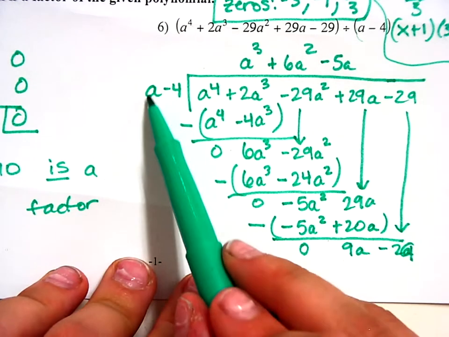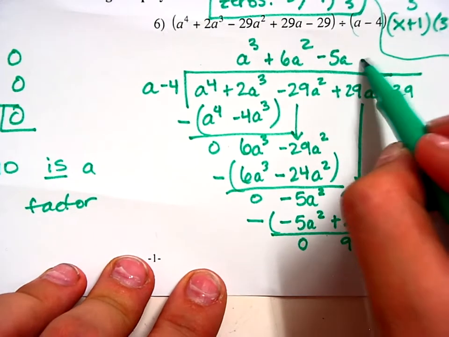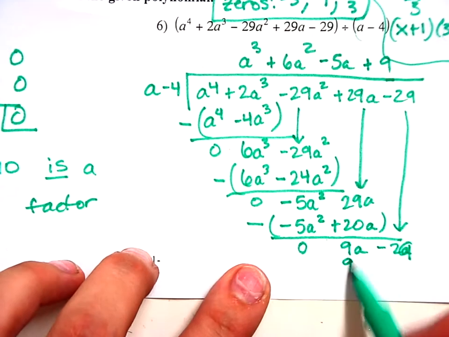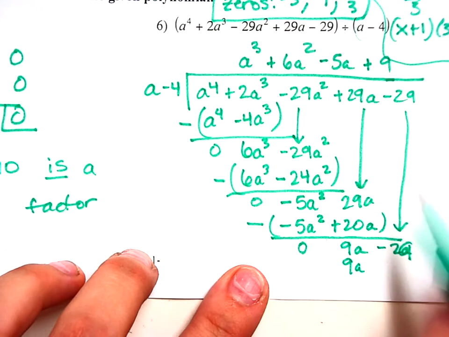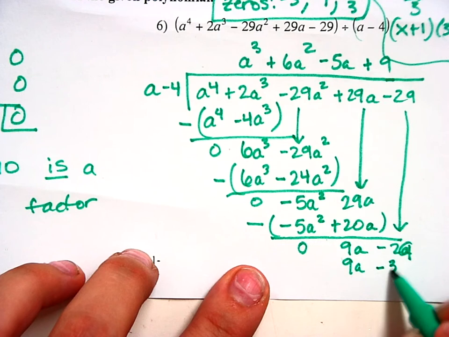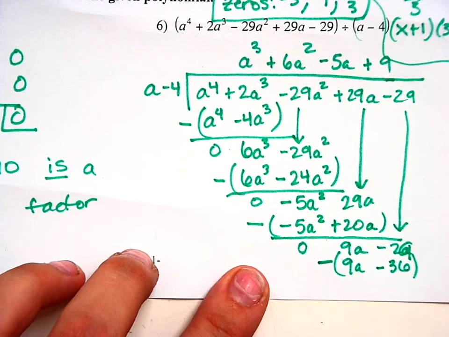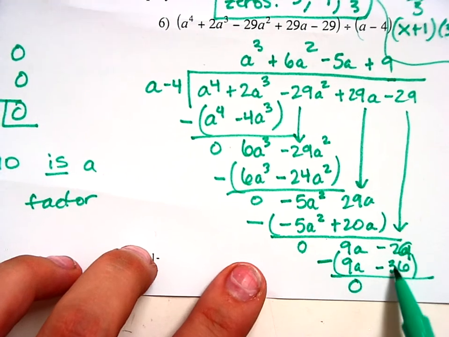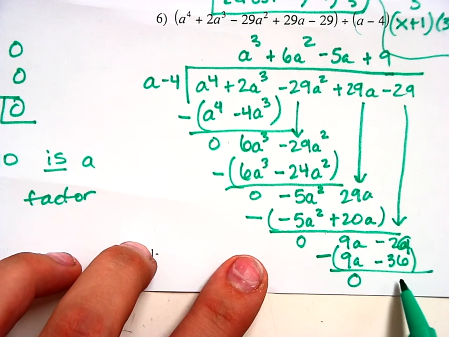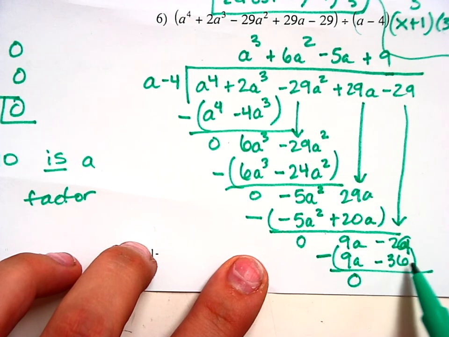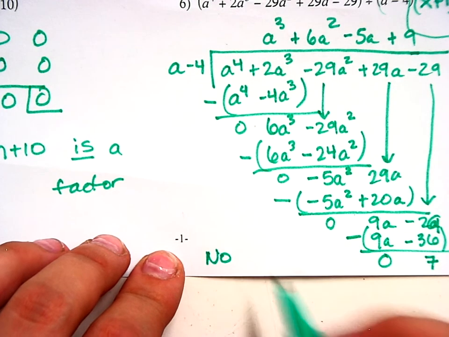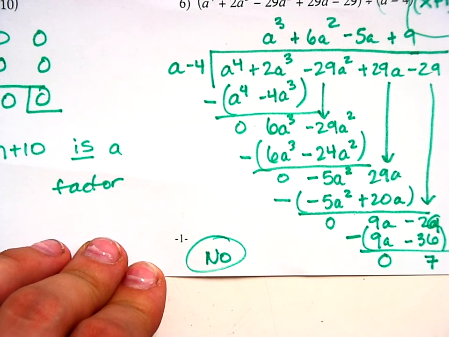And I'm going to see a times what gives me 9a, that's plus 9, and then multiply. So that gives me 9a, and that gives me 9 times negative 4, that's negative 36. Don't forget, you're subtracting. And then let's see what happens here. So this gives me a 0, and then these do not give me 0 when I add these. So this is 7. And that is not 0. So the answer to this would be no, it is not a factor. We did not get a remainder of 0.